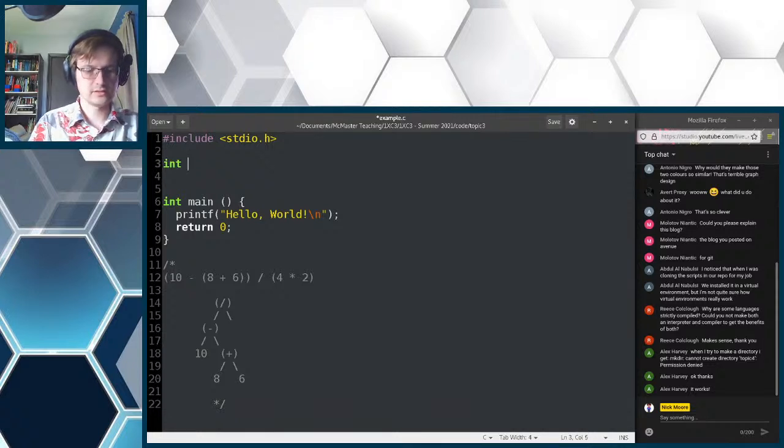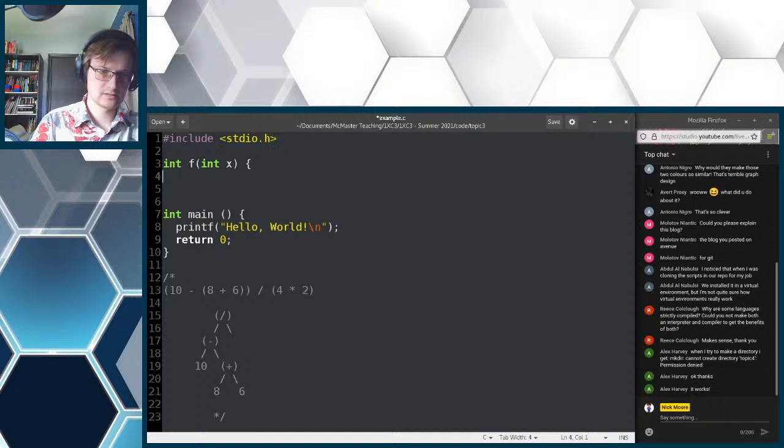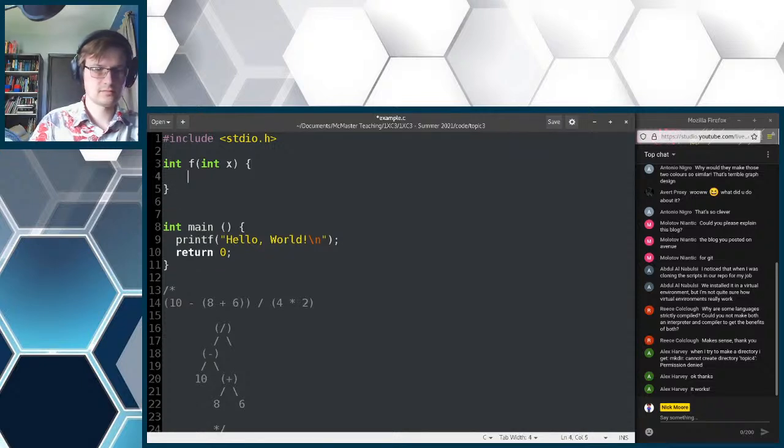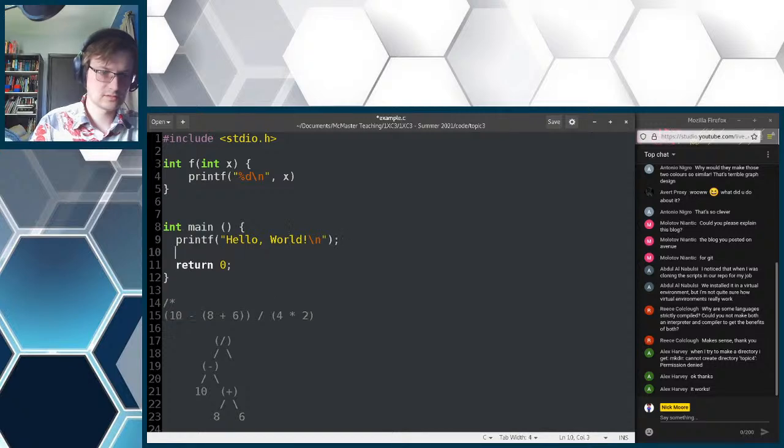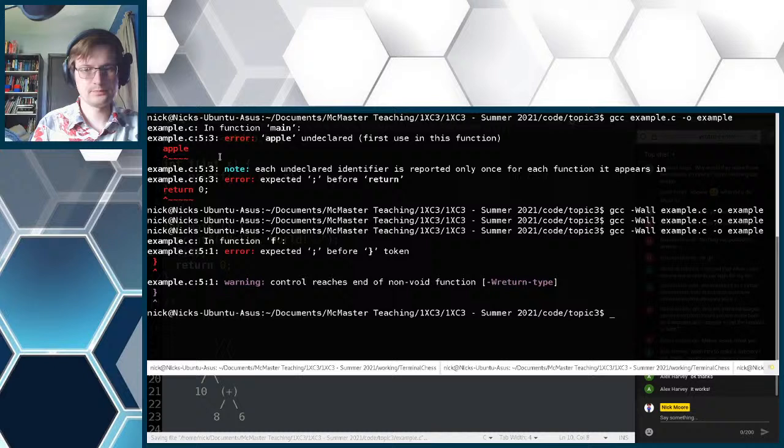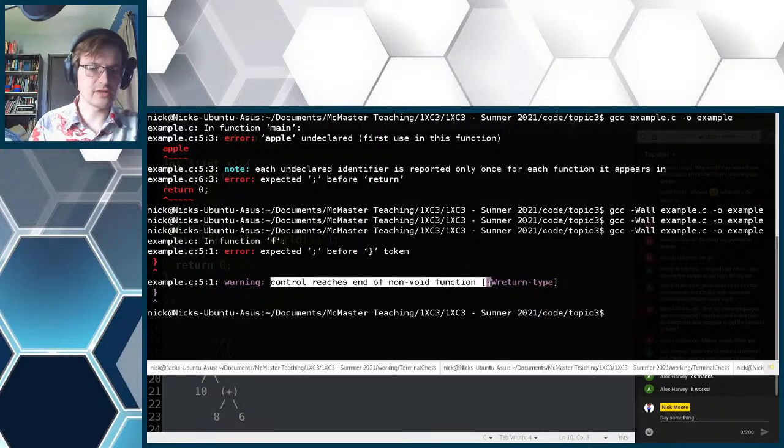int f, int x, printf %d x, f 3. There we go. Yeah, warning: control reaches end of non-void function.